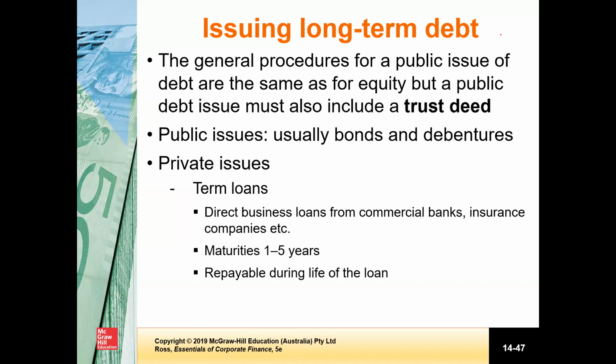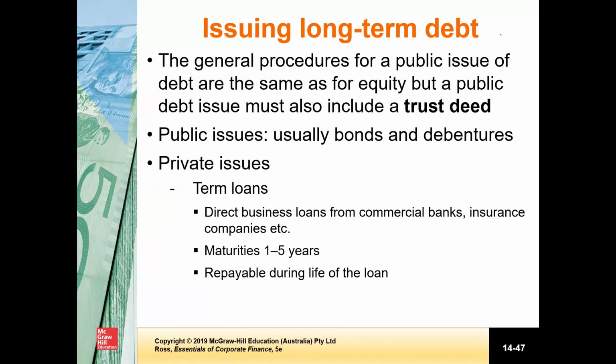Another important difference is that a large majority of debt is issued privately. There are 2 basic ways of privately issuing long-term debt financing: term loans and private placements. Okay, so term loans are direct business loans. These loans generally have maturities between 1 and 5 years, and most term loans are repayable during the life of the loan. The lenders include financial institutions such as banks, insurance companies, and other lenders that specialize in corporate finance. Debt private placements are very similar to term loans, except that maturity tends to be longer.